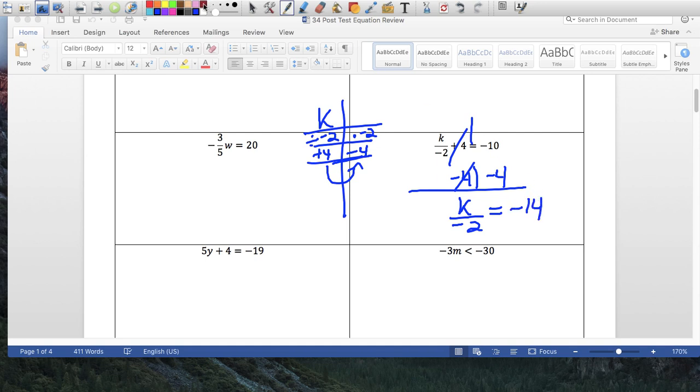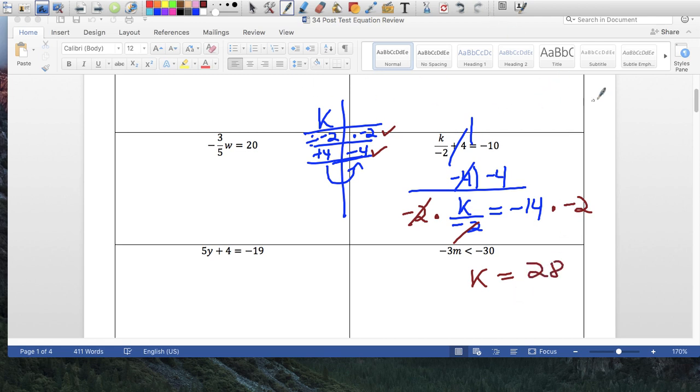Now I have to, what does it say? I did this, now I have to do this, which is multiplied by negative 2. So multiply by negative 2, multiply by negative 2. These two cross out, become 1, and I have k left over. And negative 14 times negative 2 is 28.